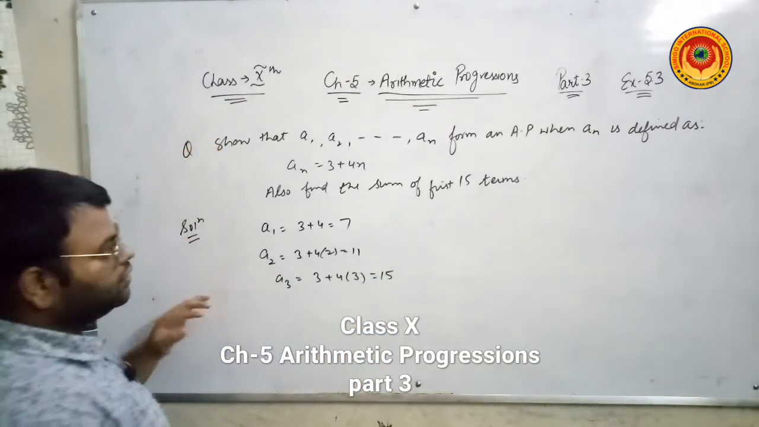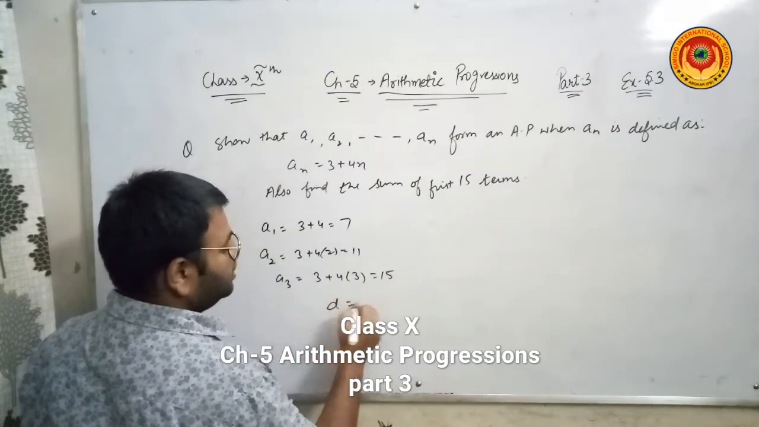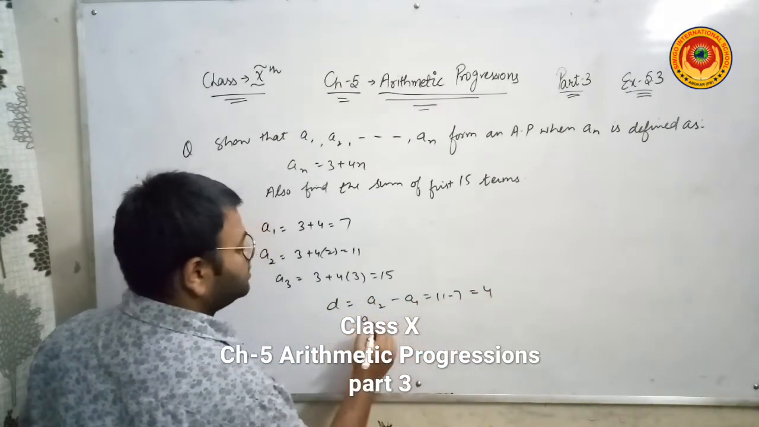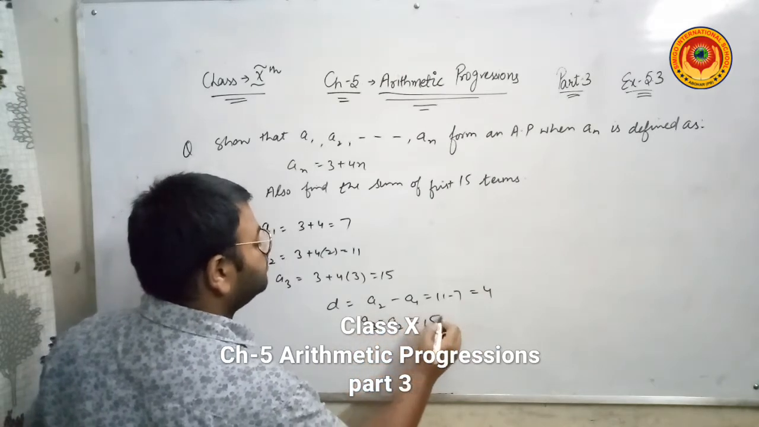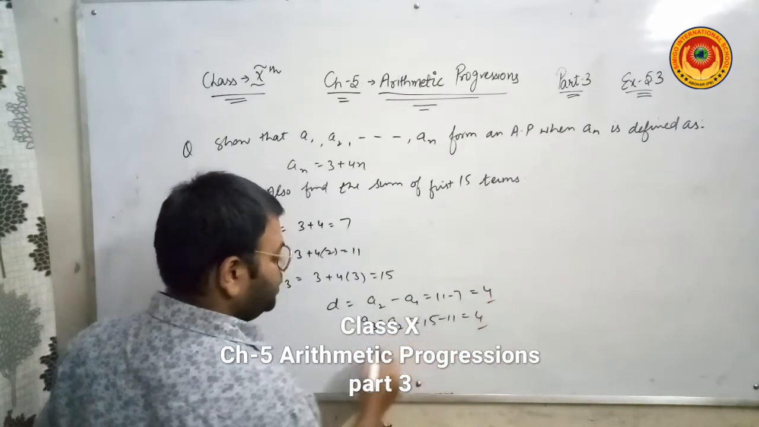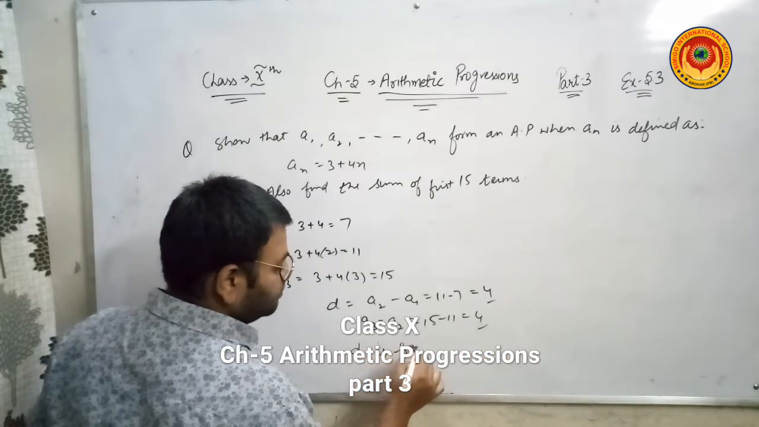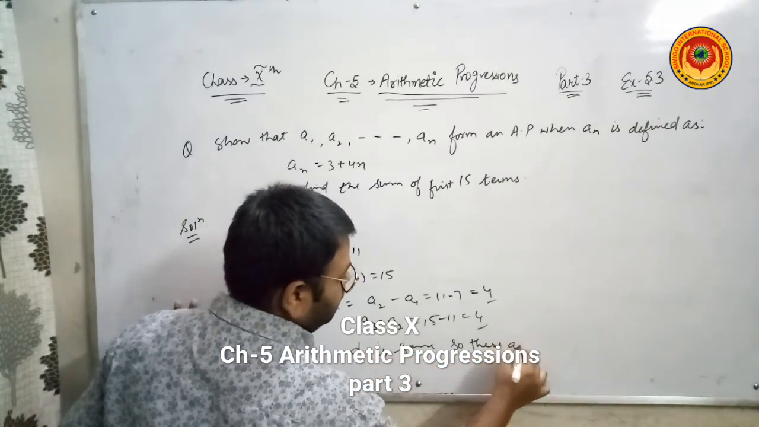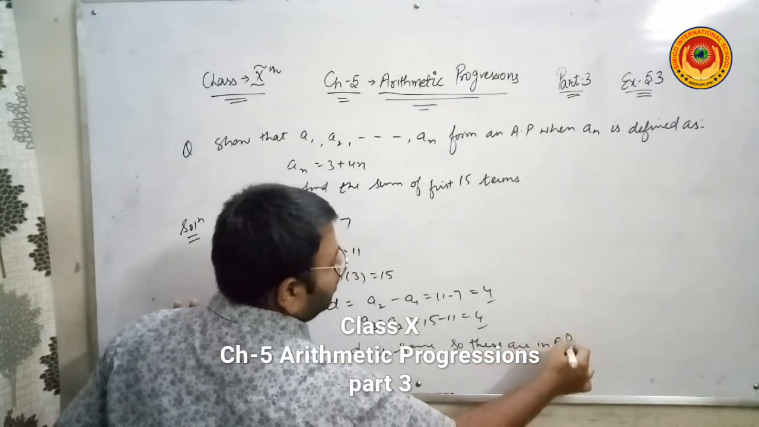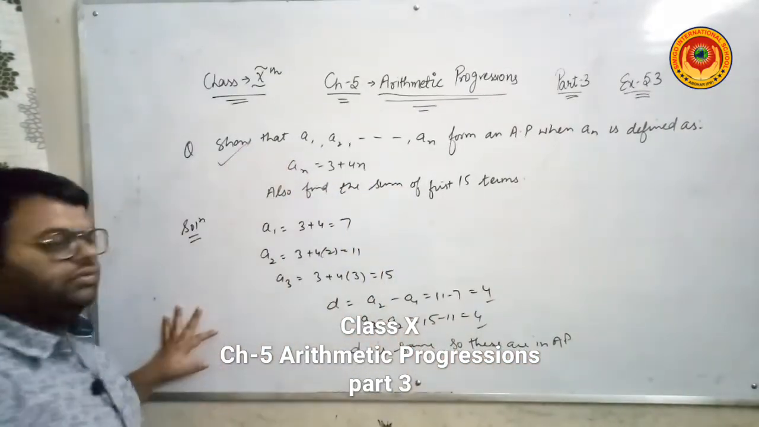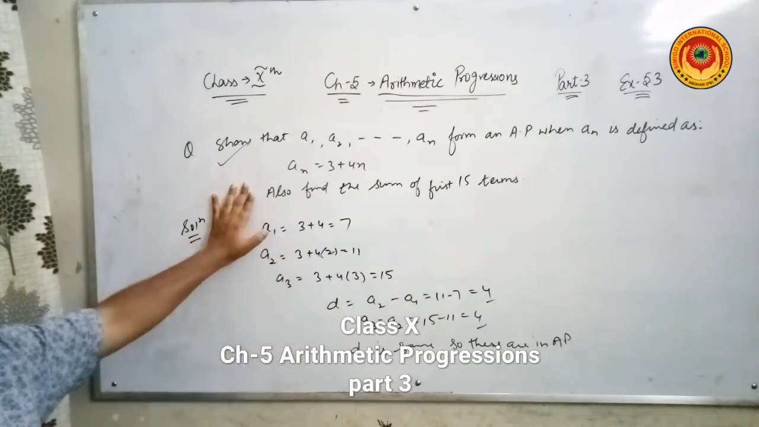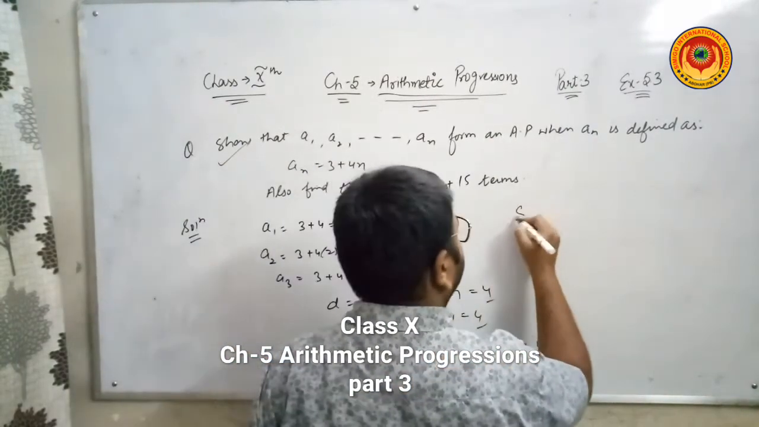Now check the common difference. What's the d? Second term minus first term. 11 minus 7, 4. Again check one more term. Again it is 4. That means d is the same. So these are in AP. Now the question is check whether it is an AP or not. We have already checked. Okay, this is an AP. Now find the sum of first 15 terms. Means you have to find out S15.